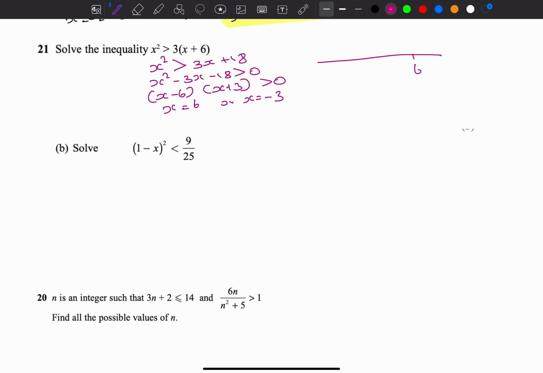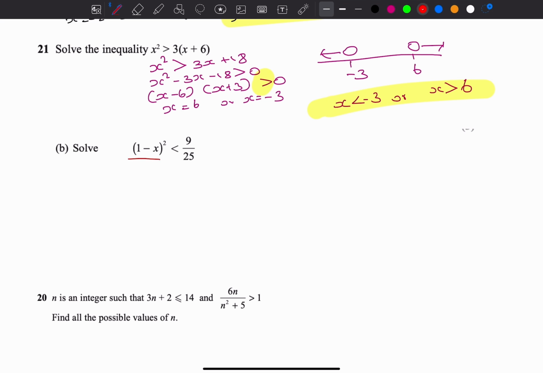Positive 6 is bigger, negative 3 is smaller. Circle, circle. Look at the way it points outward. There you go. X is less than minus 3, or x is greater than 6. And that's what your answer is. Okay, very simple. 2 to 3 marks roughly. Very easy to do. Right, next one.